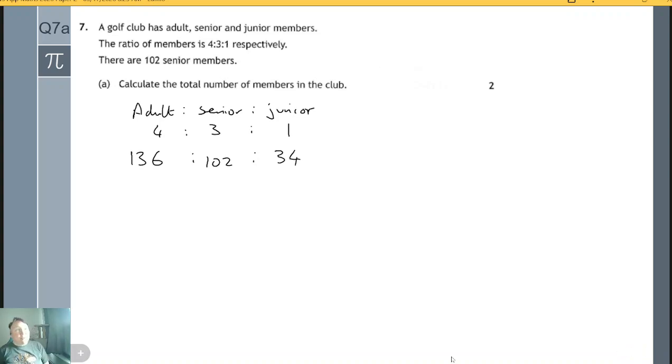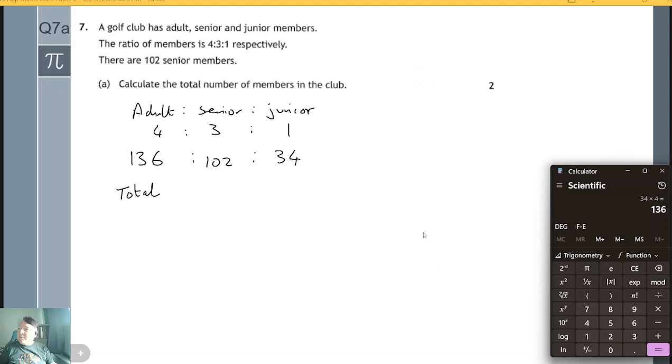Now let's read the actual question. We want to calculate the total number of members in the club. We know how many of each category we've got. So in total, I have got 136 plus 102 plus 34, which is 272.